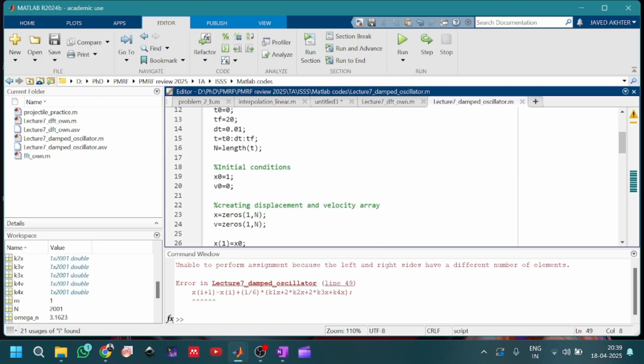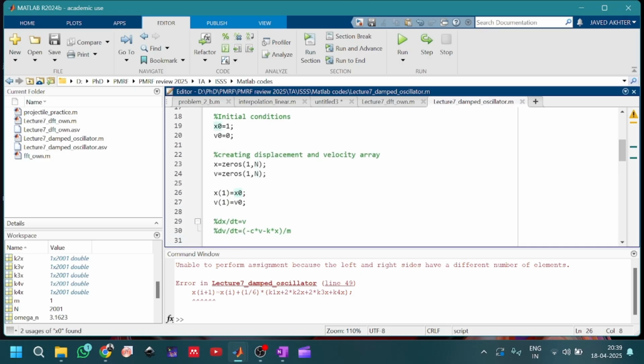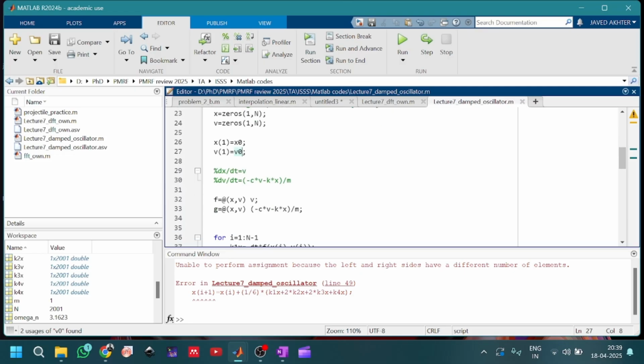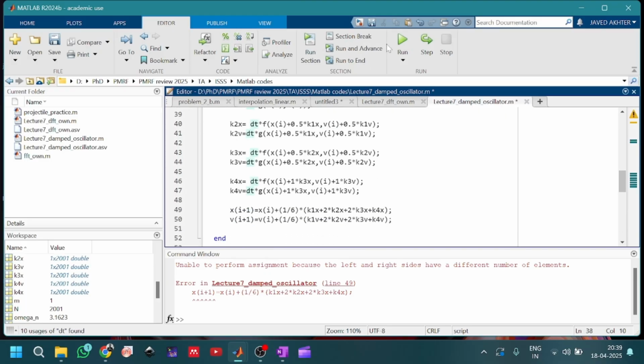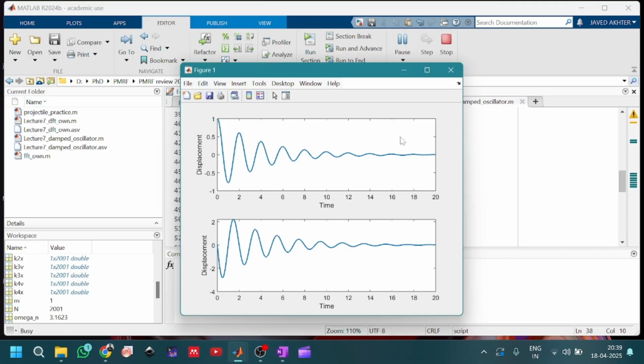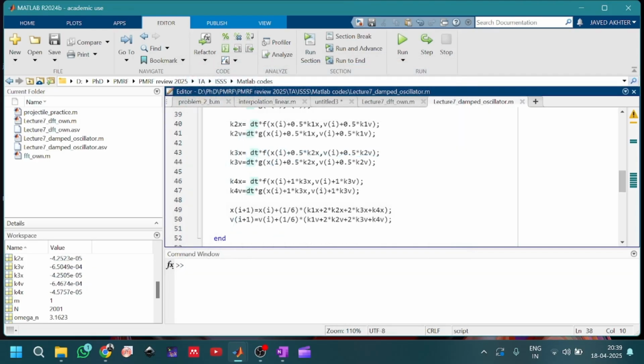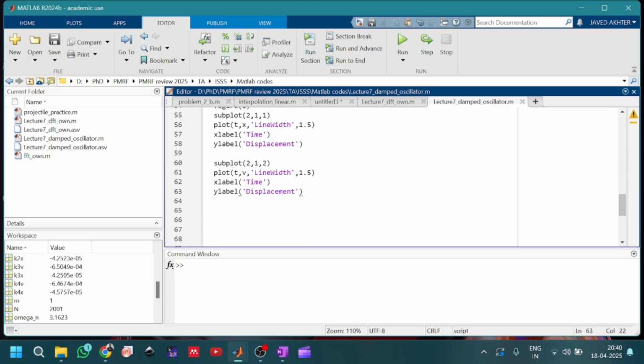Initial condition, creating arrays here, the initial condition. Okay, so here it should be dt. Now, yeah, okay. You can see how the velocity and displacement change as a function of time. So let me call it velocity.